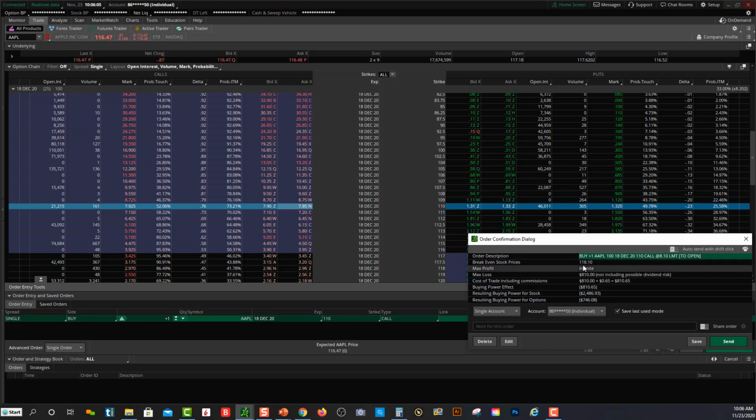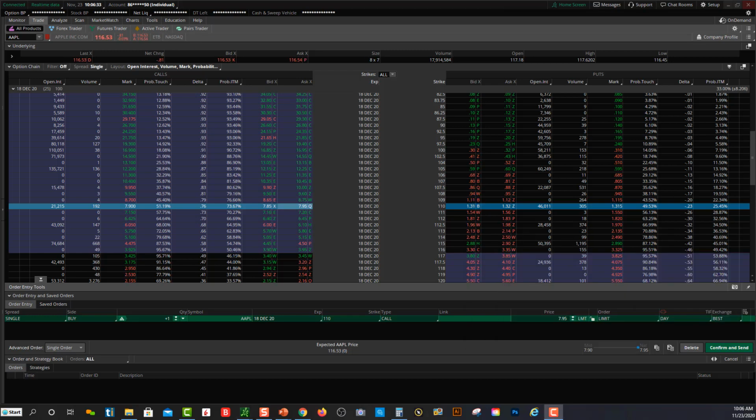The more the price gets above that, if it goes up to 120, then I take $120 minus 118.10, and that would be my intrinsic value. Let's take a look at a couple more examples.